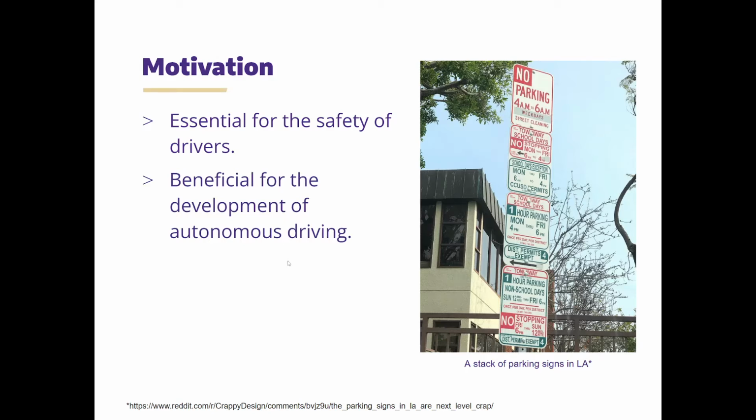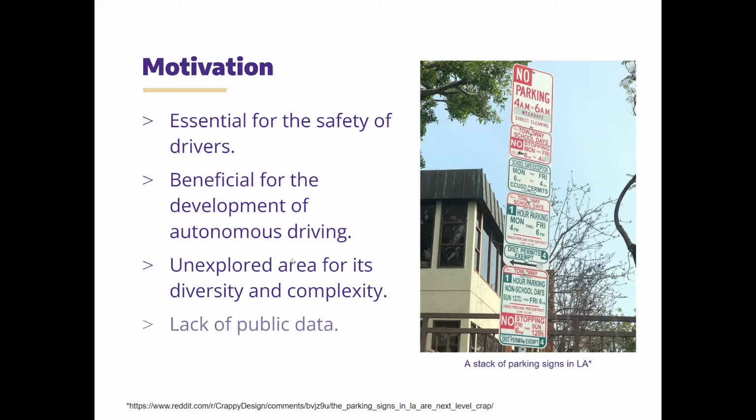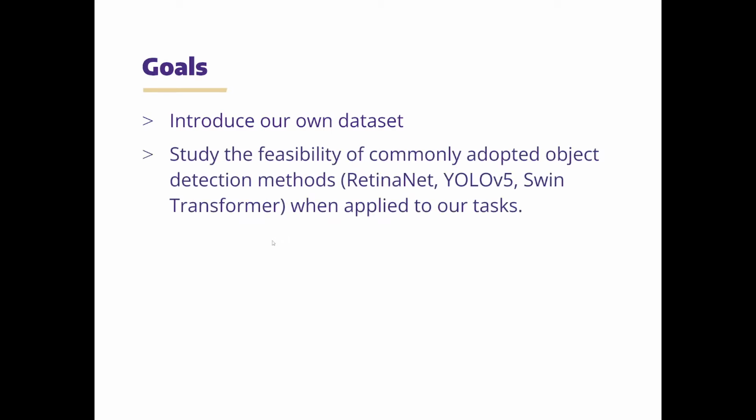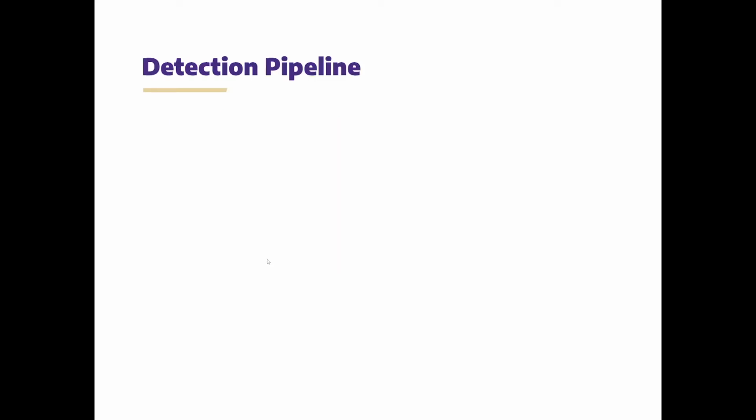And although practical, street parking sign detection and recognition is still a relatively unexplored area, on top of the lack of public data. So for our project, we want to address these problems by introducing our own dataset of parking signs across multiple cities around the United States and study the feasibility of the commonly adopted object detection methods when applied to our task. To work on this, we must define a detection pipeline, and ours looks something like this.